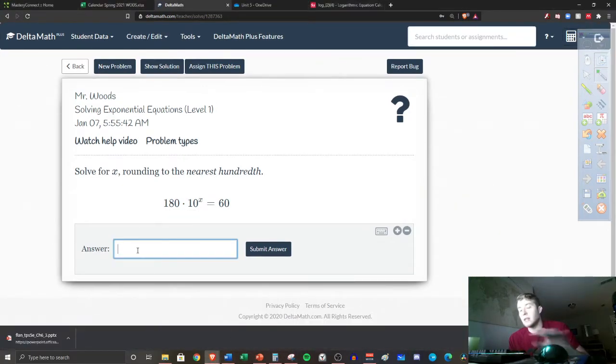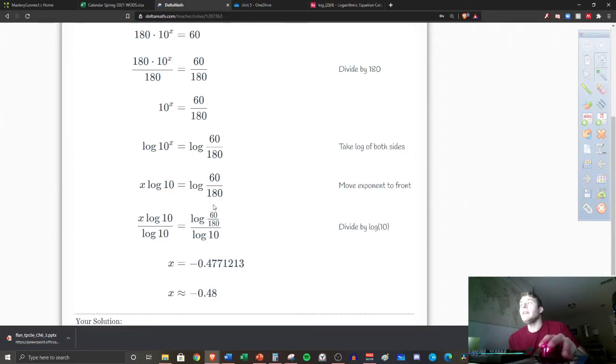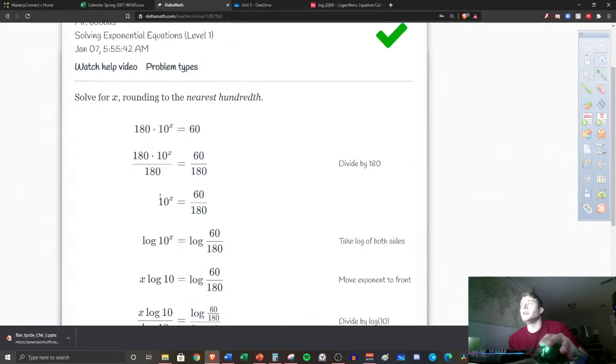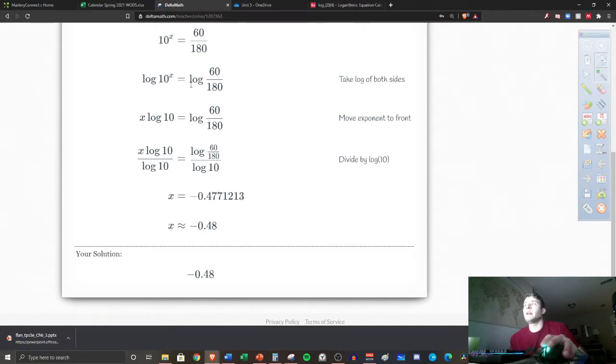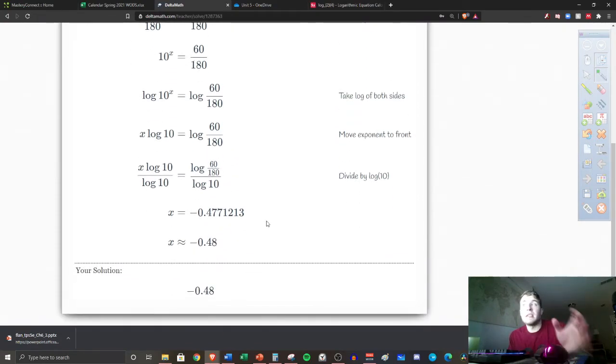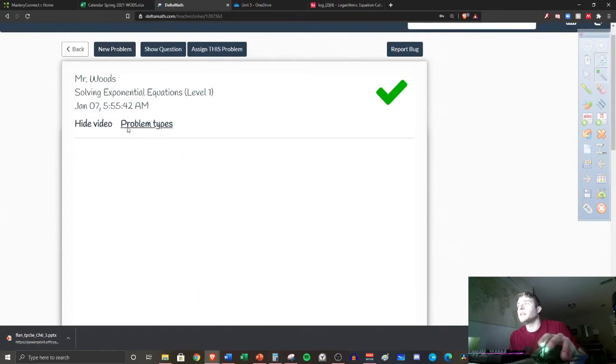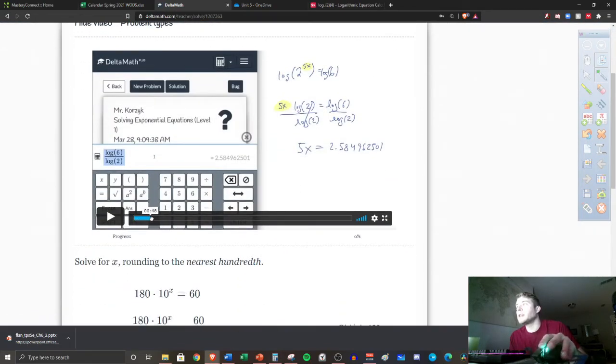So let's go to Delta Math and check that out. Negative 0.48. Submit answer. We got it right. So what they have here is they do things a little bit differently than what I'm showing. I'm not really sure you're going to find their explanation as useful as what I'm doing. You can fully expect to have a calculator. Say this is EOC, this will be on the calculator portion. So I do not like what they have on here for the video explanation, and I'm pretty sure the video is probably going to explain it similarly.